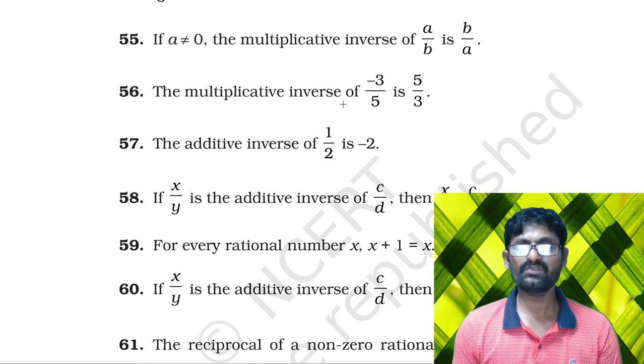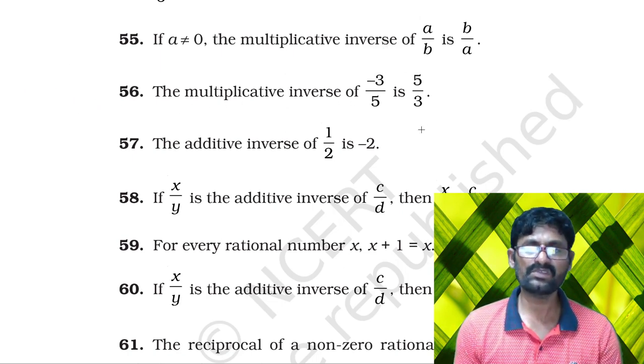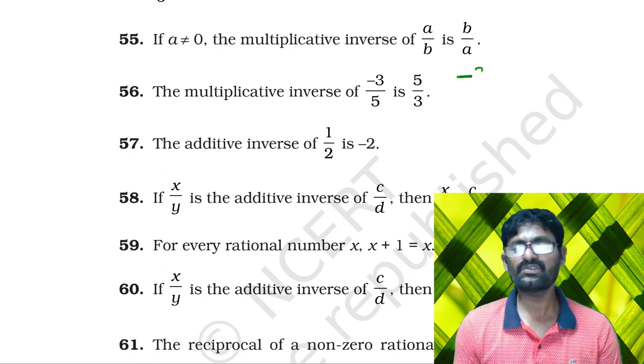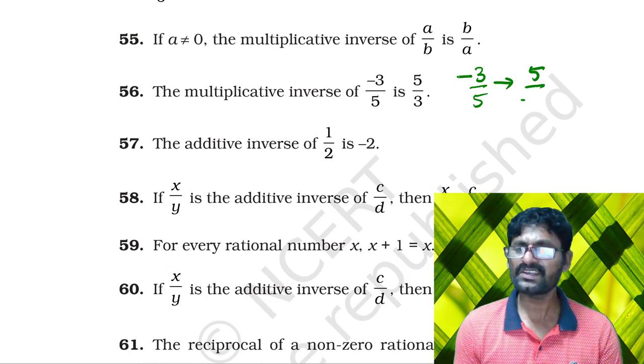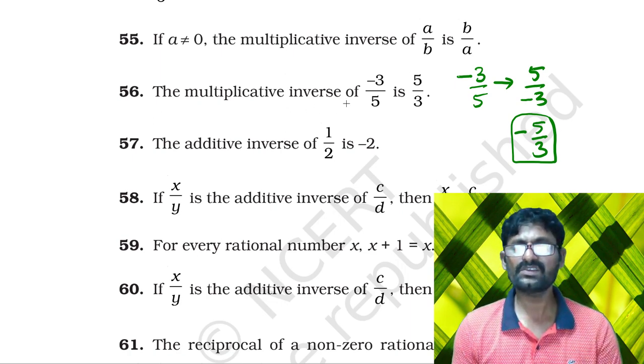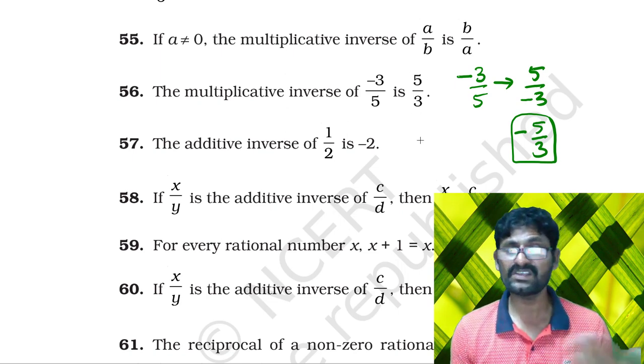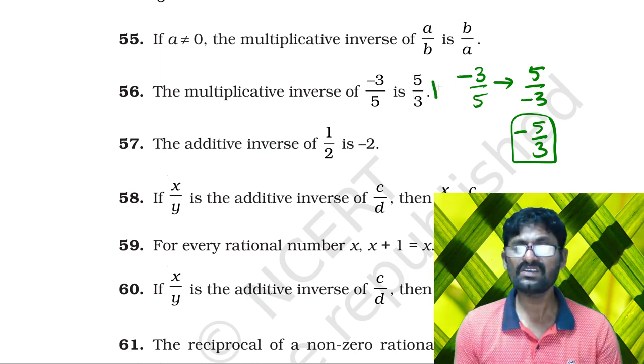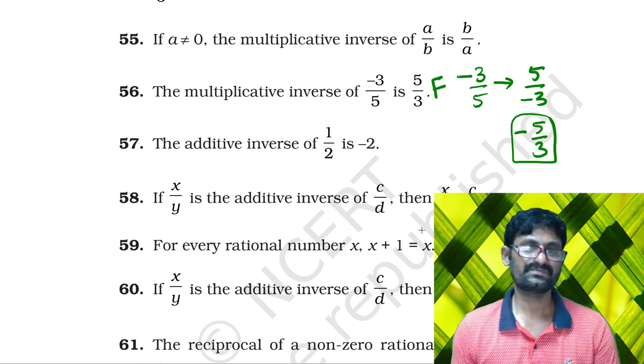Next, let's go to next problem. 56th. The multiplicative inverse of negative 3 by 5 is 5 by 3. What is the multiplicative inverse of negative 3 by 5? That is 5 by negative 3, or we can say this one as negative 5 by 3. This is the multiplicative inverse or reciprocal. But given that the multiplicative inverse of negative 3 by 5 is 5 by 3, that means they ignored the minus symbol. So that means this is a false statement.